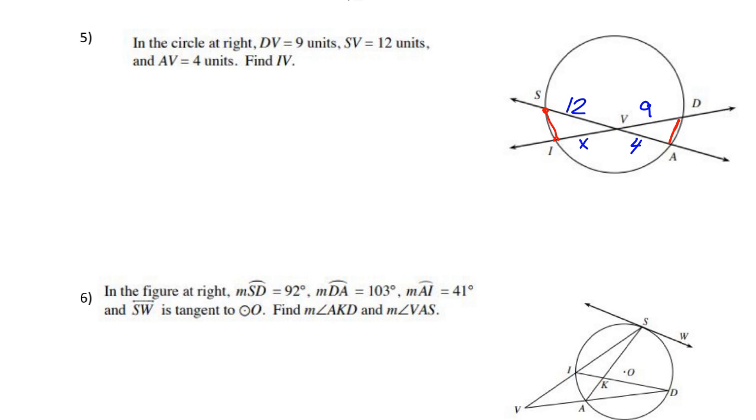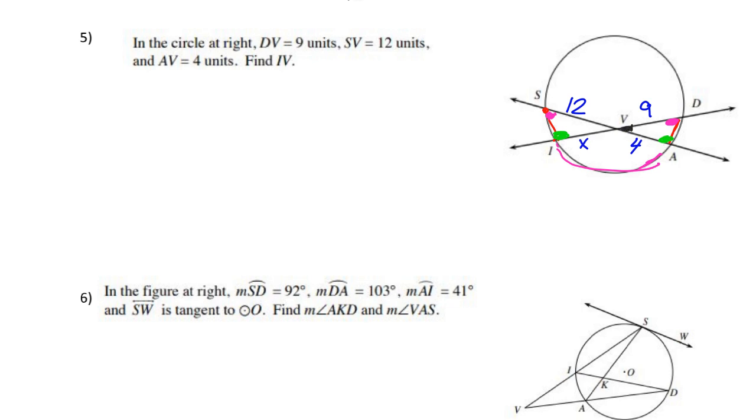And I would like you to recall that angle S and angle D would be equal to each other because they share the same intercepted arc, IA. Not only are those 2 angles equal, but also angle I and angle A are equal to each other because they share the same intercepted arc, SD.